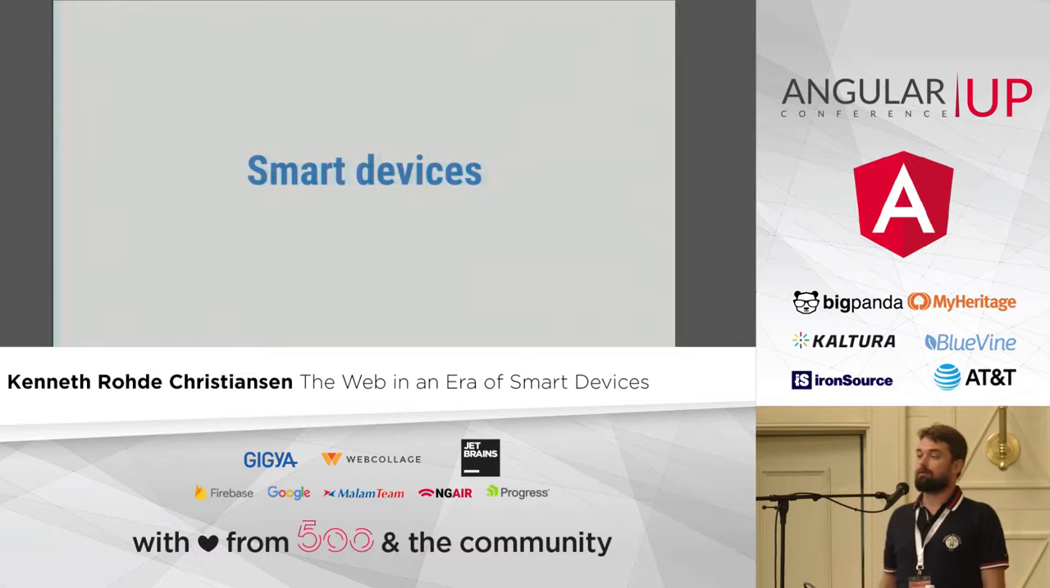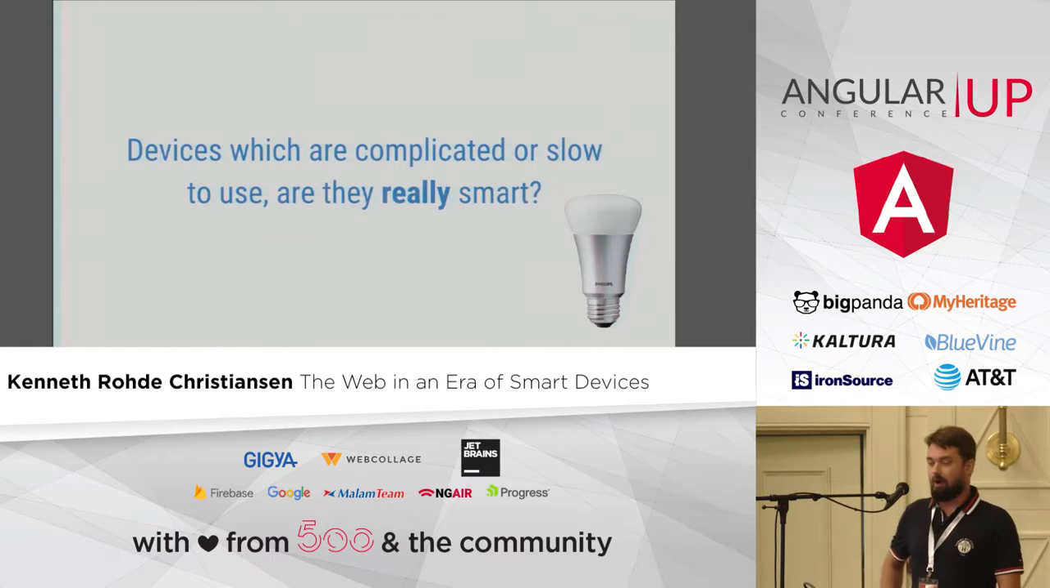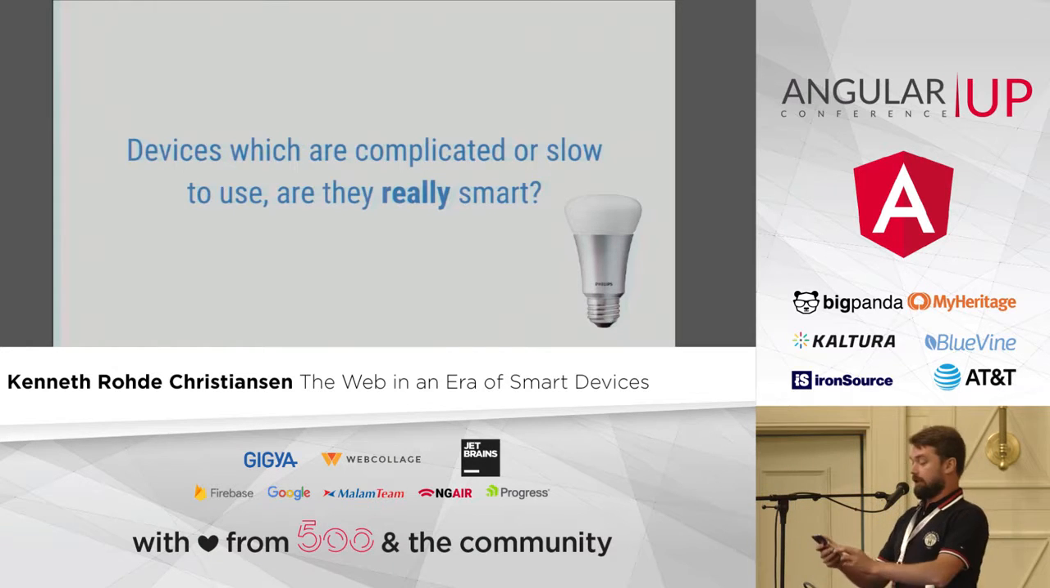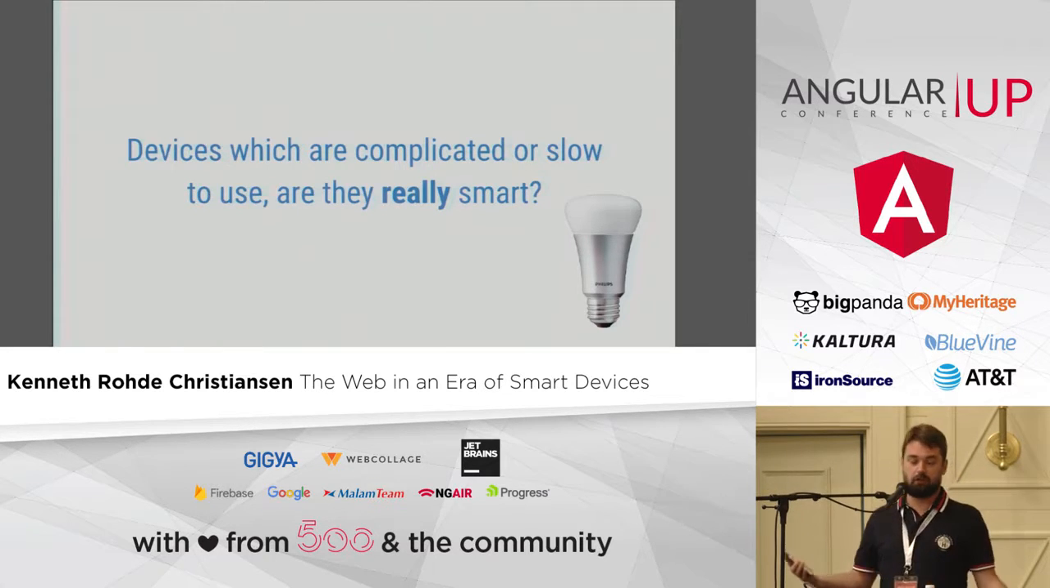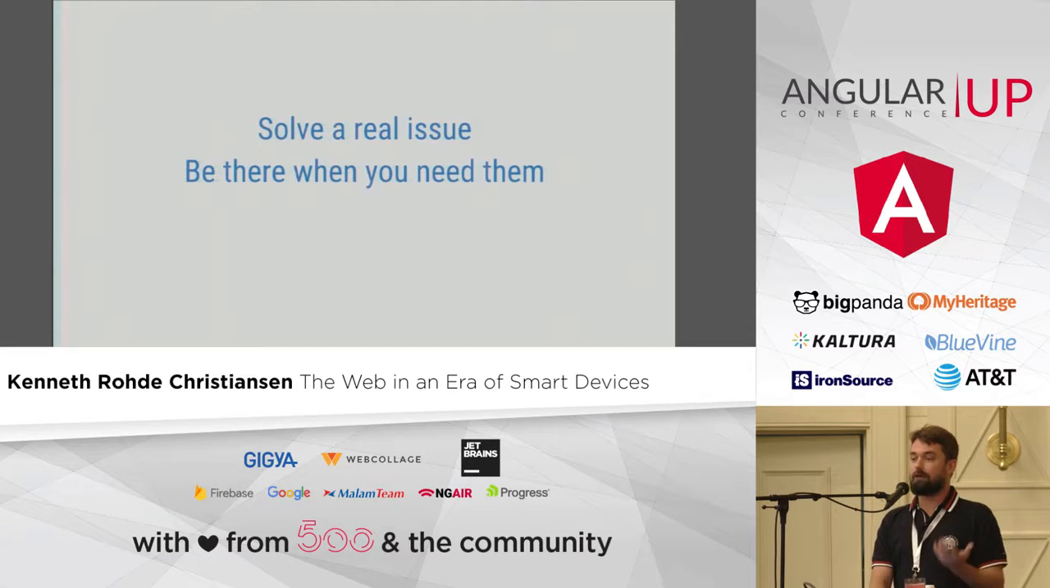And let's get right into it. So what are smart devices? And what makes a thing smart? Well, if you think about it, if I have to turn on the light in this room and have to pull out my phone, unlock it, find that app, wait for the app to launch, and then find the right lamp and click, then that's not smart. We want to solve real issues. And we want things to be there when you need them, not something I need to unlock my phone to find.